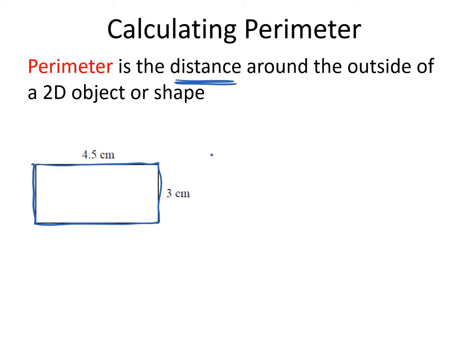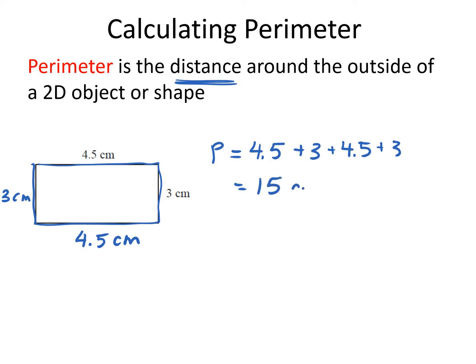To calculate the perimeter, all we need to do is add up the length of each of the sides. In this case, we've got a rectangle. We know that the top and the bottom are going to be the same length, and then the two sides will both be 3 centimeters. So the perimeter is just all of those sides added up. When we add those all together, we get a total of 15 centimeters.